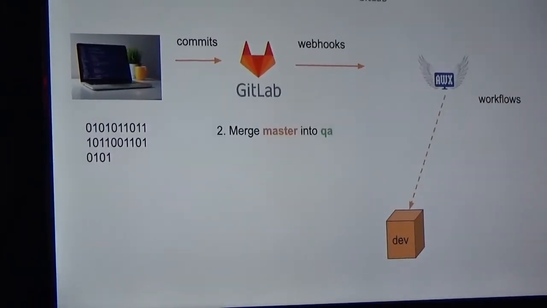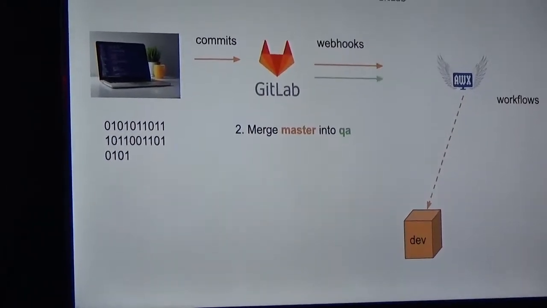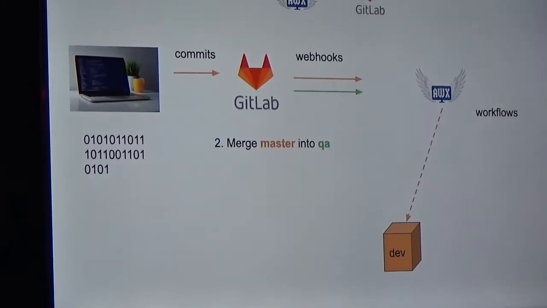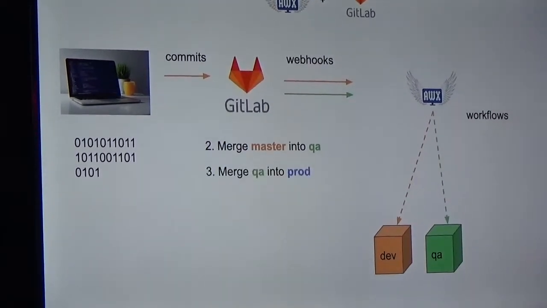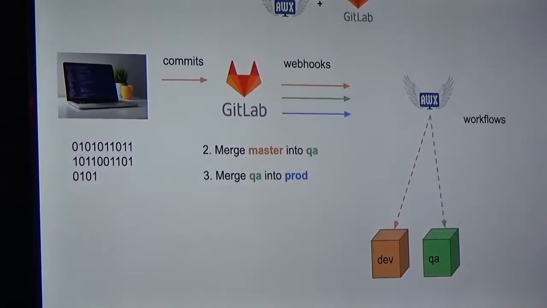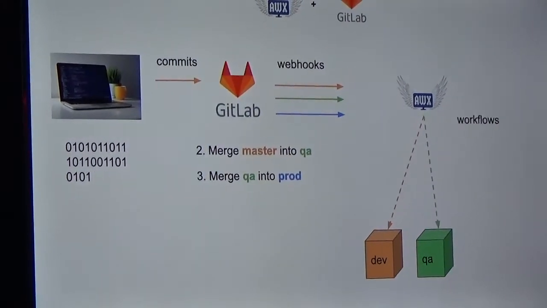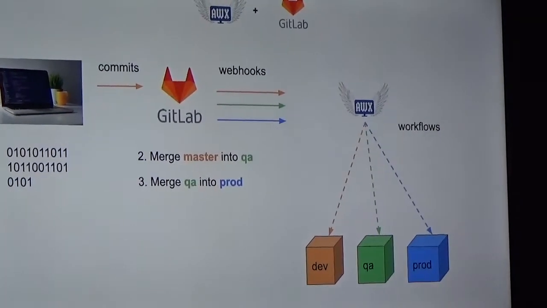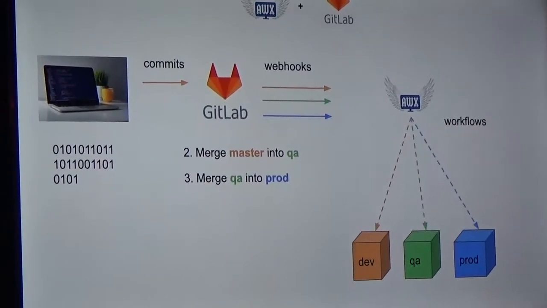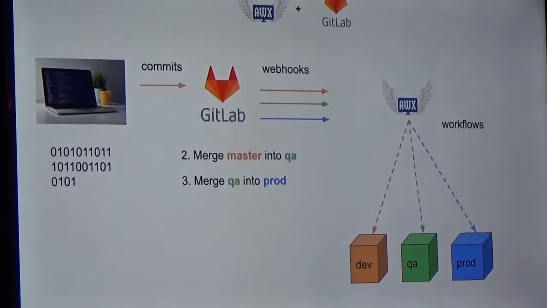At some point, I merge master into QA. GitLab fires off a post request over to AWX. Same thing happens, it just triggers a different workflow. And at some point, I take QA, merge into prod, same exact thing. Just API calls going around, and magic happens. And ideally, it's seamless, and it just all works, right?